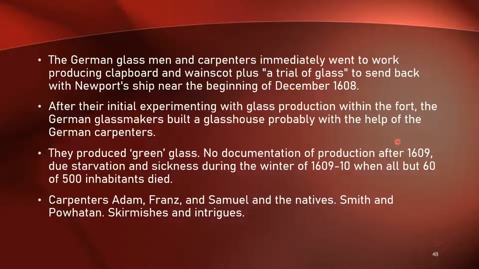Their initial experimenting with glass was done inside the fort in temporary quarters. The glassmakers first built a glass house for their experimentations with probably the help of the carpenters. They produced a green glass and put that into ingots to send back on the boat to England, so it could be analyzed to see if that's what they really wanted to do, if that was good enough for the glass that they needed.